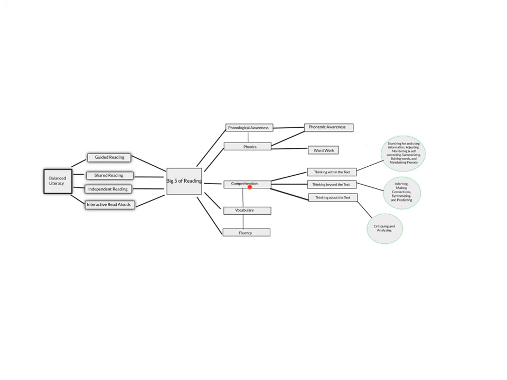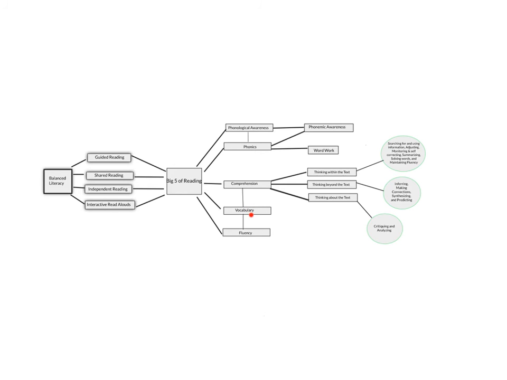Comprehension is also affected by some things. Students must have vocabulary, fluency, as well as background knowledge to comprehend a text. Yes, these two are components of the Big 5, as well as connected within the Big 5.